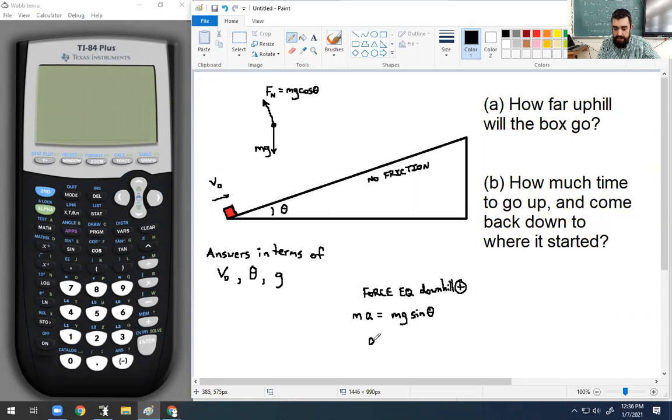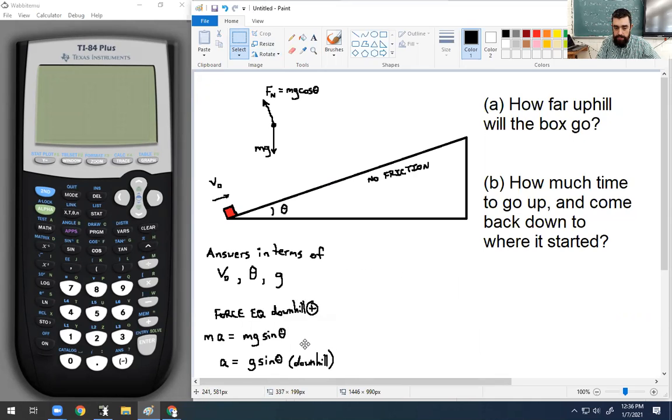So then the acceleration will be downhill. Divide by m on both sides, and we have g sine theta is the acceleration. And let's note that this is downhill. Okay, so now that I know that it's downhill and that it's g sine theta, I'll just put this over here.